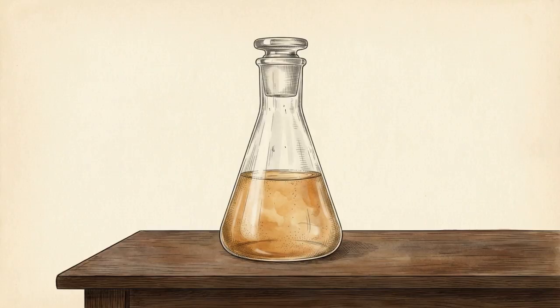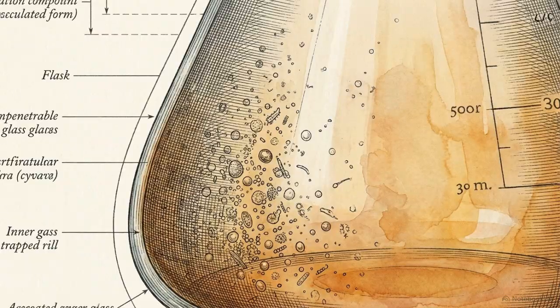To study this proliferation accurately, microbiologists use a batch culture. This is a closed laboratory system, such as a sealed flask or a test tube, where nutrients are strictly finite and metabolic wastes cannot escape into the surrounding environment.